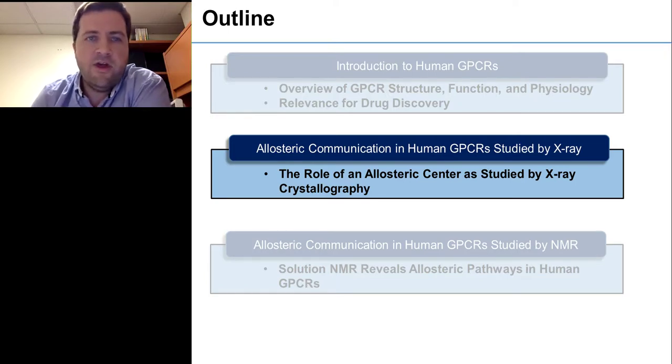Now I want to get into the heart of the talk and present new research attempting to answer this question. First, I'm going to talk about allosteric communication in human GPCRs as studied by X-ray crystallography, and in particular, the role of an allosteric center.